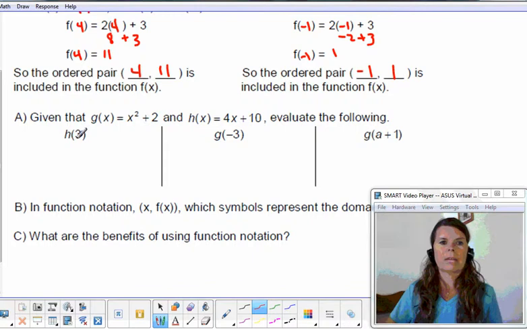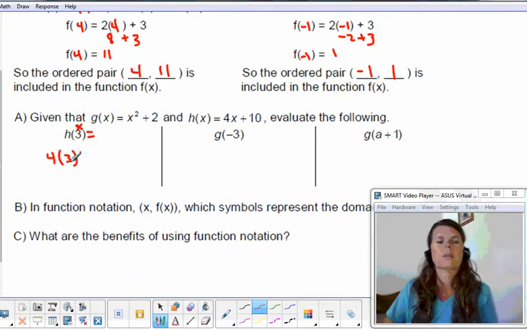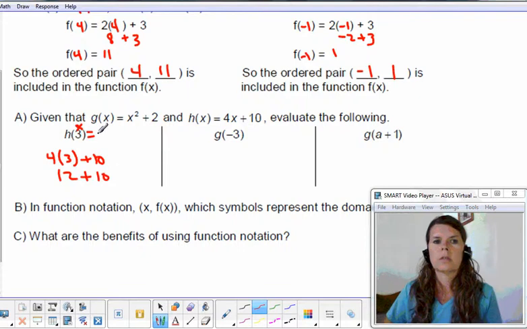Evaluate the following. H of 3. Well, since it says h, we're going to go to here, and our x is 3. We want to know what is y when x is 3. So h of 3 equals 4, take out the x, put in 3, and the parentheses just means times. If you don't like putting the parentheses, you can use a dot to mean times. Plus 10. So 4 times 3 is 12, plus 10, hopefully you said it's 22. So h of 3 is 22. That's my answer.